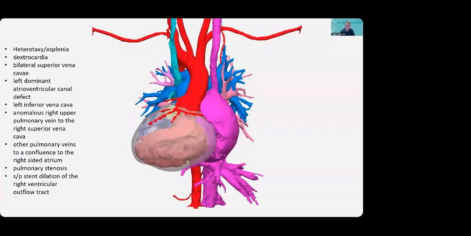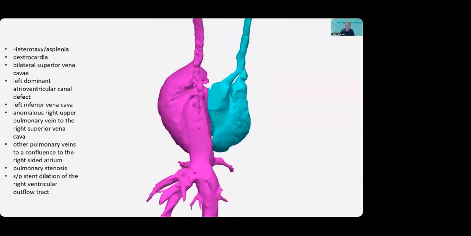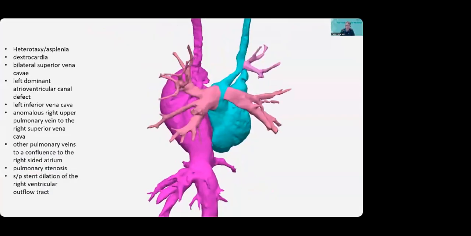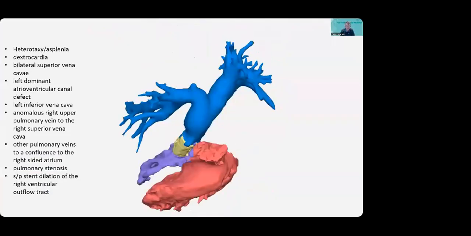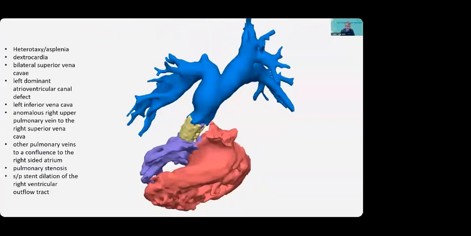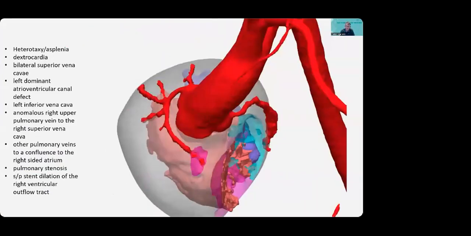This is a patient with dextrocardia and bilateral superior vena cava, and this just highlights some of the different ways we can look at the anatomy with these 3D models. This patient has a left dominant AV canal, left IVC, and almost right upper pulmonary veins. Another has a pulmonary venous confluence and had a stent in his right ventricular outflow tract.